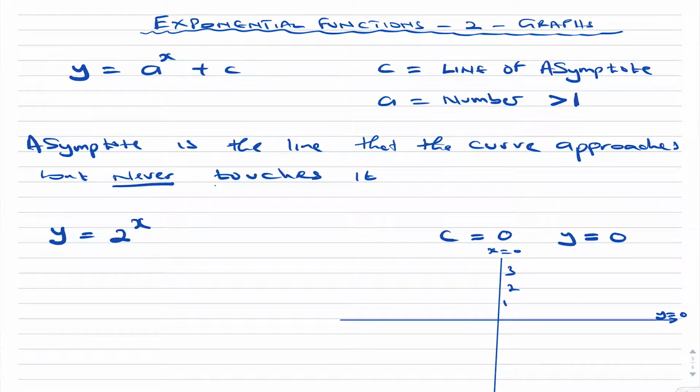Whenever you're sketching your curve, you always ask yourself, when x equals 0, what is y? That would be 2 to the power of 0. You replace x with 0, that's 2 to the power of 0, and that's 1. So this point here, x is 0, y is 1, the coordinate (0, 1). Your curve will come in and approach the line of asymptote, but it will never touch it. So that's how you sketch an exponential function.